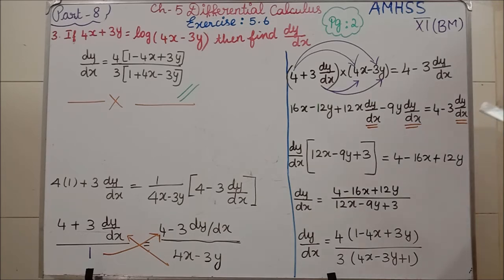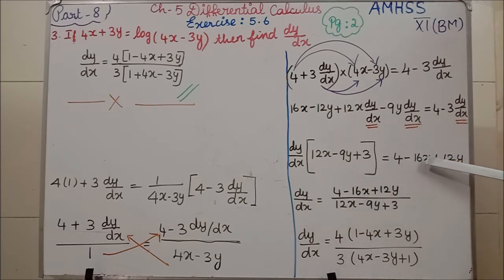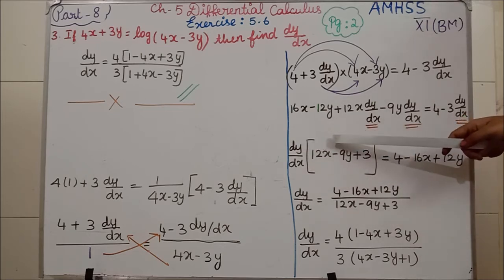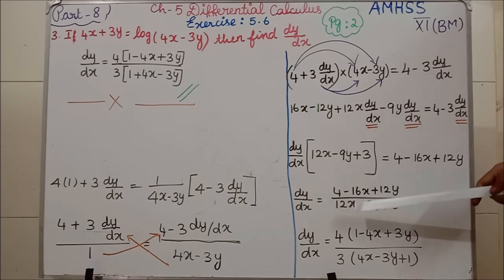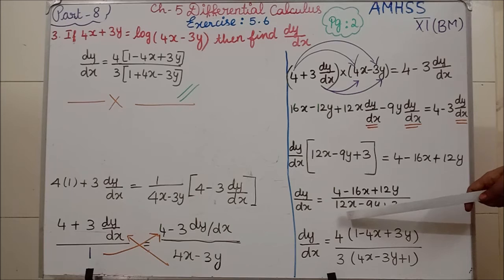Okay. Now dy by dx is equal to 4 minus 16x plus 12y. This whole term is in multiplication, so it will become a divide in the next step. So, 4 minus 16x plus 12y divided by 12x minus 9y plus 3. Clear? In the numerator, all the values are in the 4 table. Similarly, in the denominator, all the terms are in the 3 table.